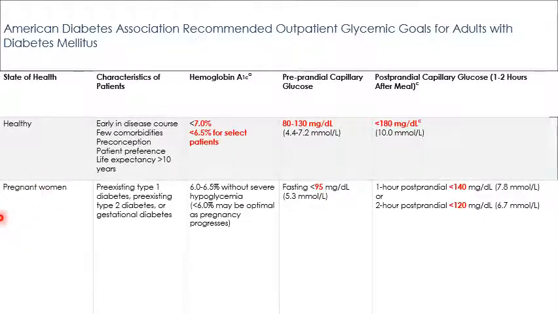Pregnant women, we don't depend on the HbA1c. We depend on the fasting and postprandial. Remember, fasting less than 95 and postprandial 1 hour less than 140 and 2 hour less than 120.